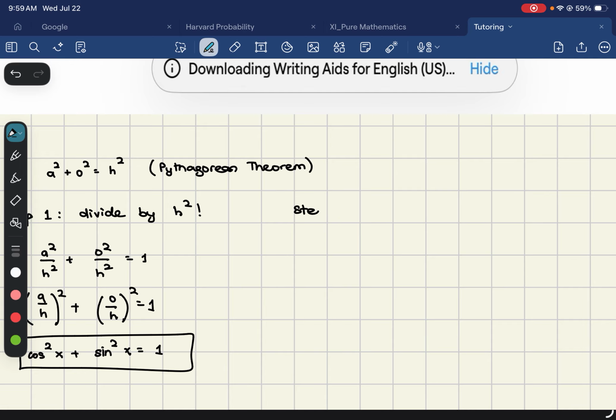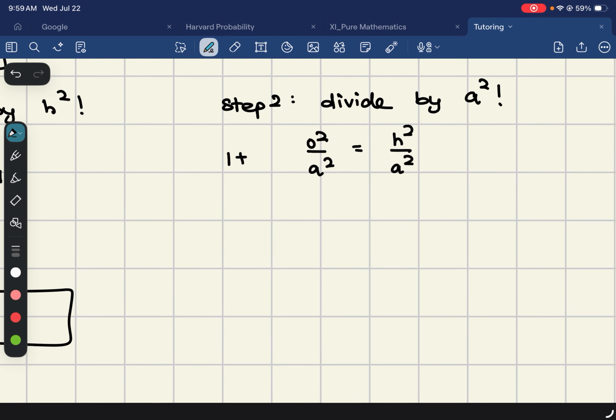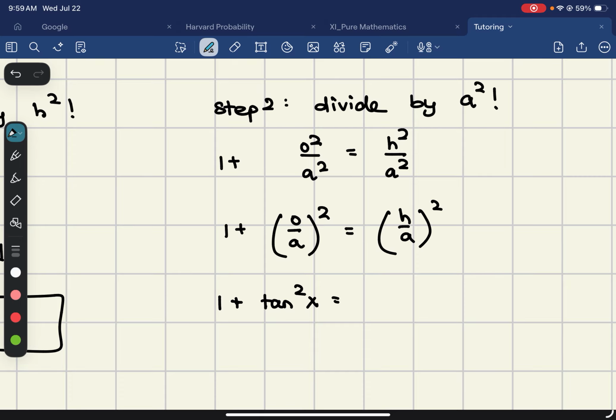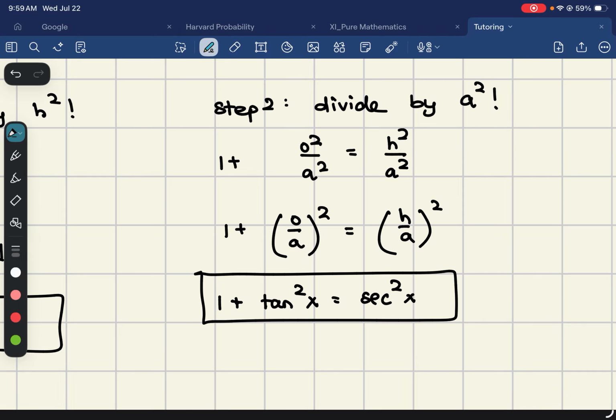And step 2 is divide by a squared. If I divide this equation by a squared, I get 1 plus o squared over a squared is equal to h squared over a squared. So I have 1 plus (o over a) squared equals (h over a) whole squared. I'm just simplifying the expression. 1 plus, what is o over a? Opposite over adjacent, well, that is tan x, so tan squared x. And h over a, hypotenuse over adjacent, is going to be secant squared x. So that is how you get your second identity.